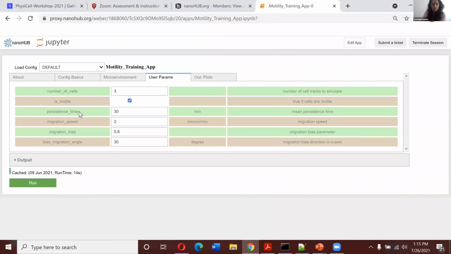So if I run it, new outputs are being generated, you can see here. This one is going down, this one is going up. So they are not going in the direction where we want them to go, because we set the migration bias to 0. So they are basically in Brownian motion, randomly moving in the domain. So depending on your simulation, you would decide what migration bias and what migration speed works for your application.